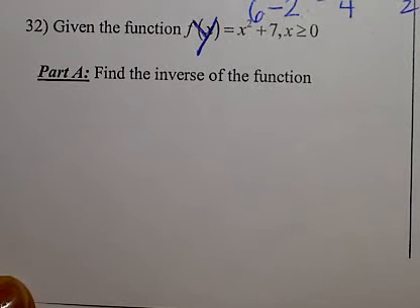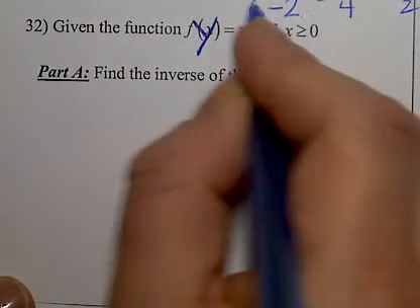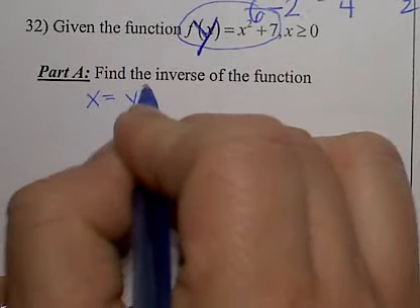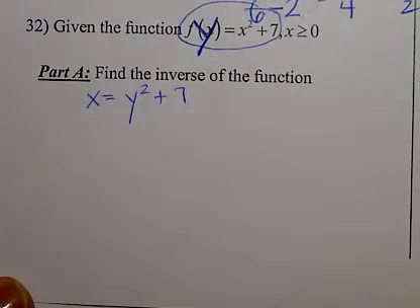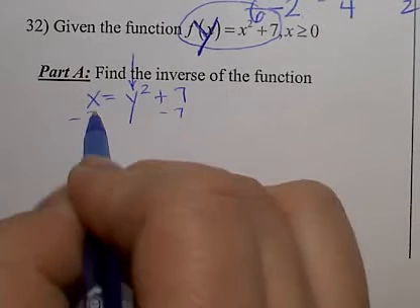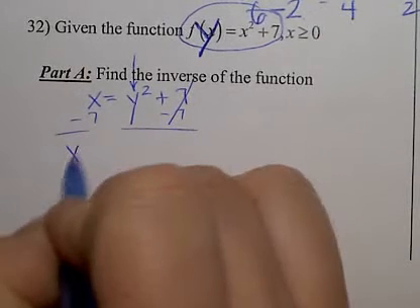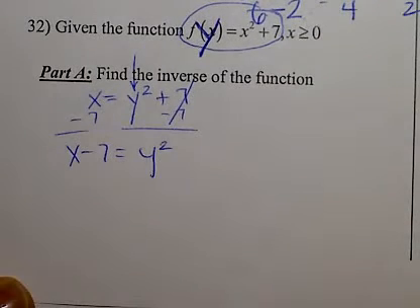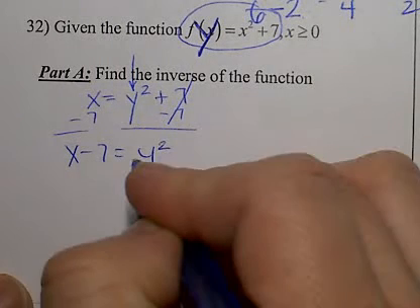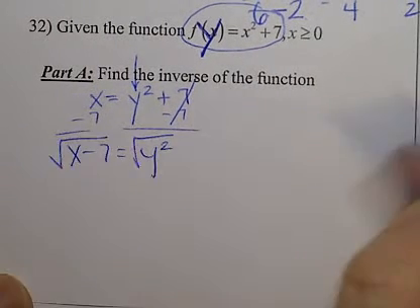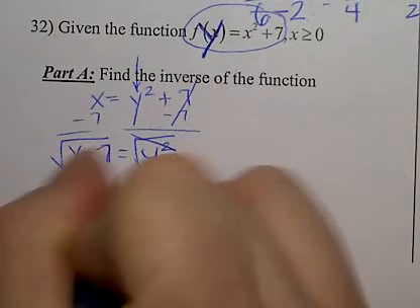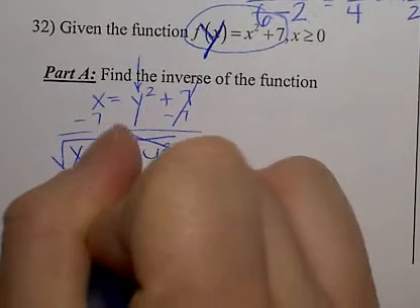The next step will be to switch the x and y. So here is my function. I'm going to switch the x and y. And the last step will be to isolate the y. So I'm going to subtract 7 from both sides. And now to isolate the y, I will need to eliminate the square. So I'm going to take the square root of both sides. And y equals the square root of x subtract 7.